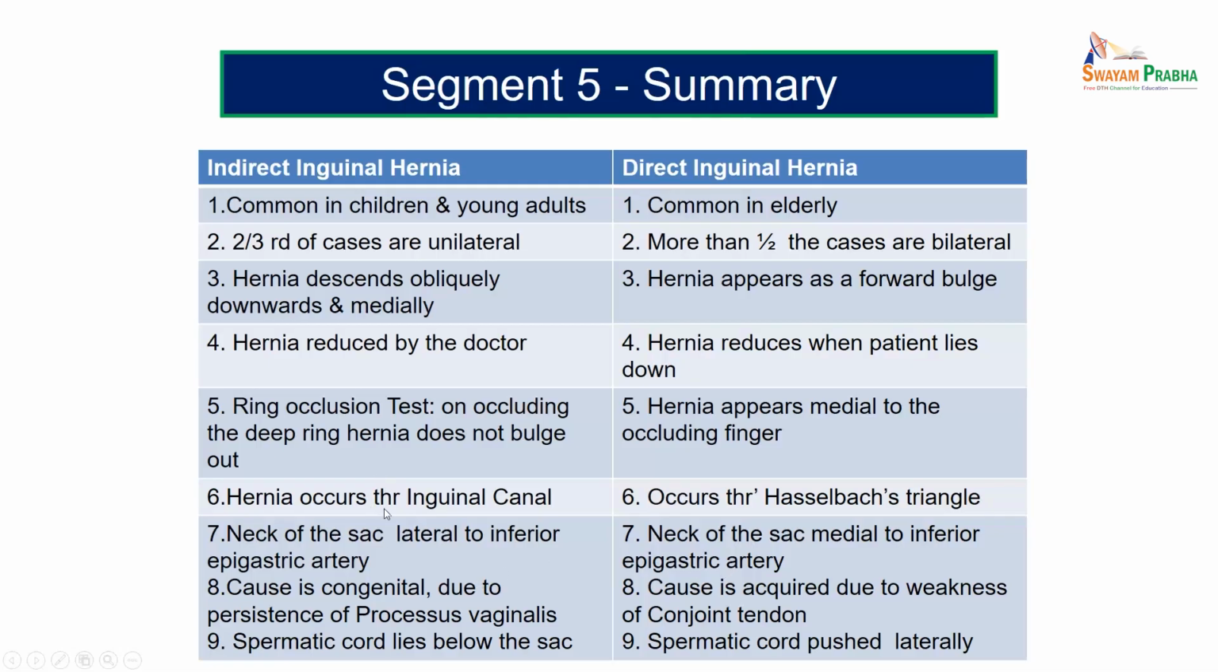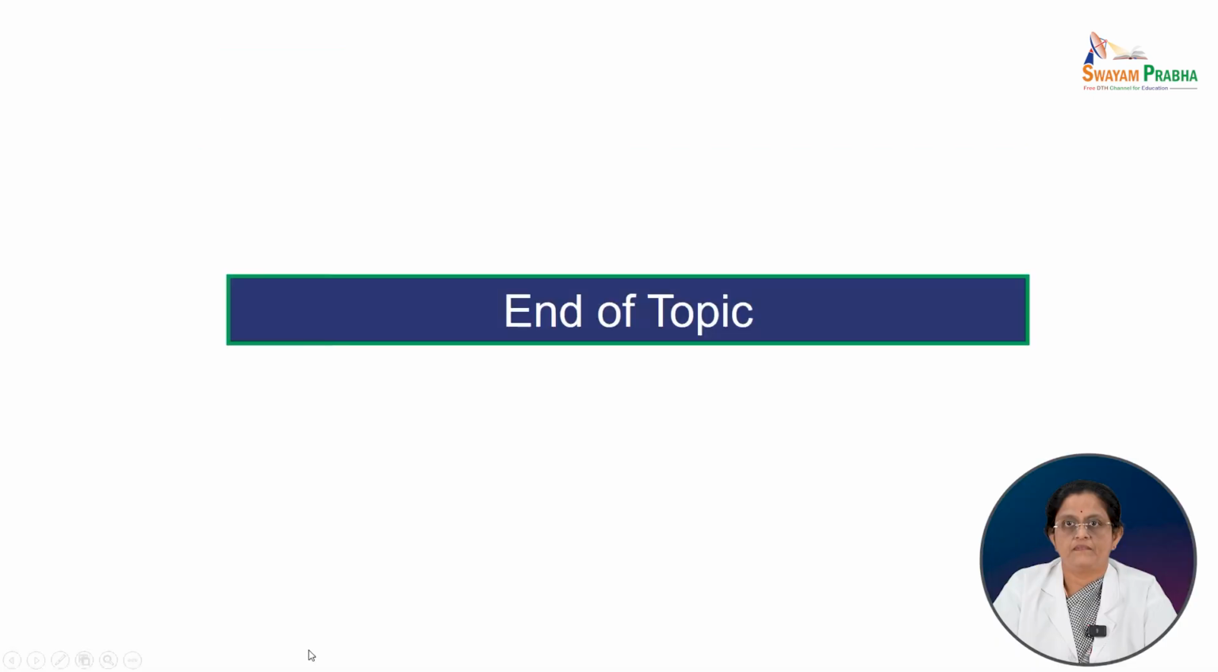The cause, as is obvious, is acquired weakness of the conjoined tendon in direct inguinal hernia, and the cause in indirect inguinal hernia is the persistence of the processus vaginalis, which usually is obliterated. And the spermatic cord is pushed laterally in direct inguinal hernia, and in indirect inguinal hernia, the spermatic cord lies below the sac. Thank you.